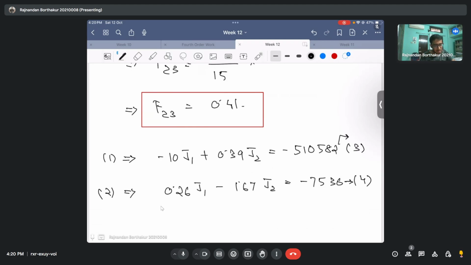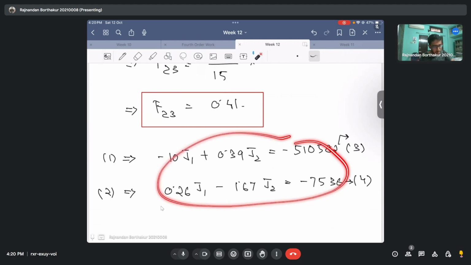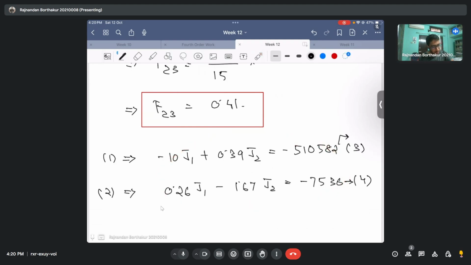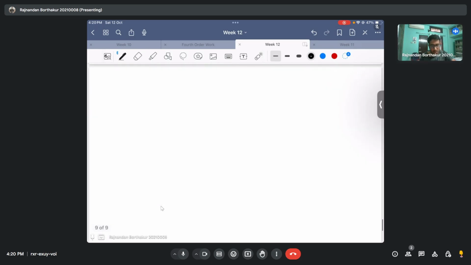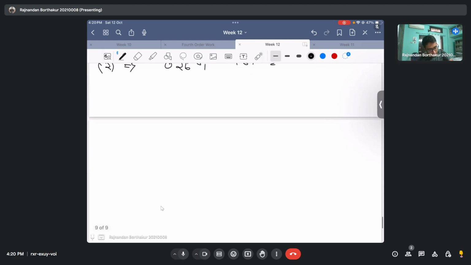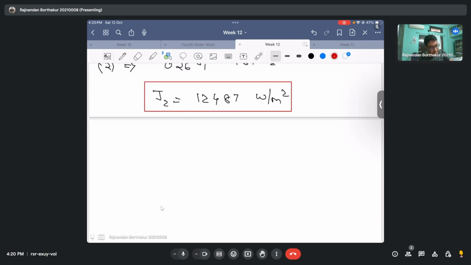Okay, so that's it, guys. Two equations and two unknowns. That is easily solvable in however way you want to solve. So if you just solve for J2, you will get J2 to be equal to 12487 watt per meter square. That's typically the radiosity for surface 2. But we are not done yet.